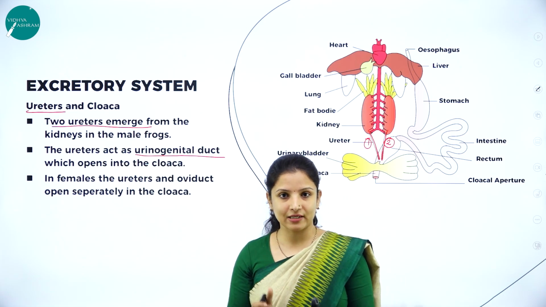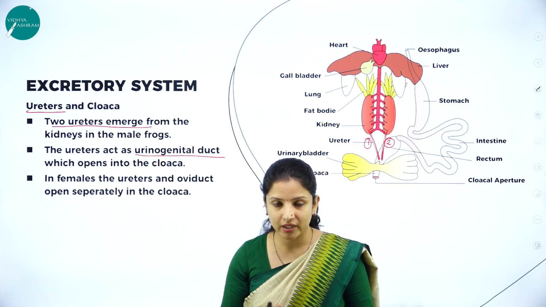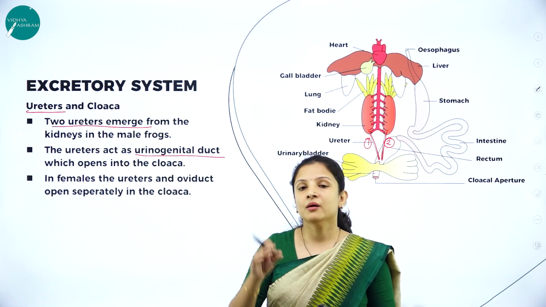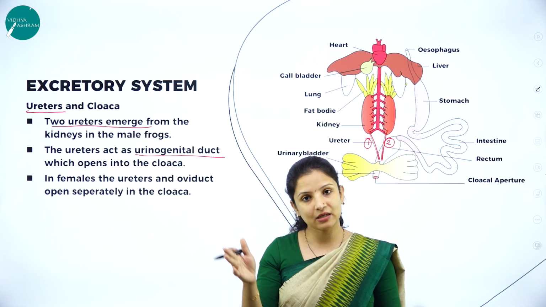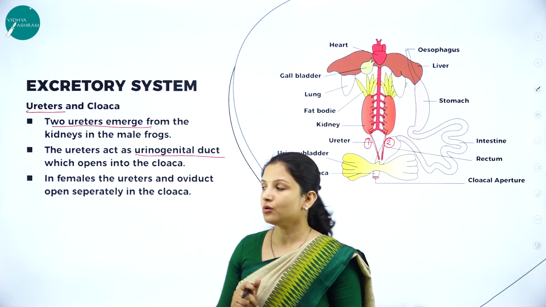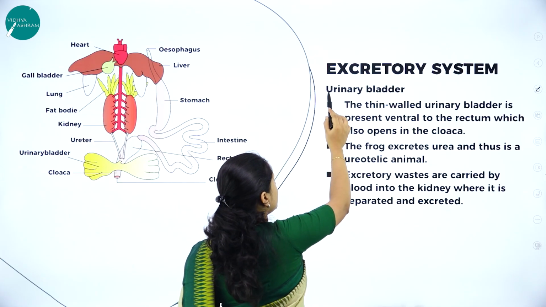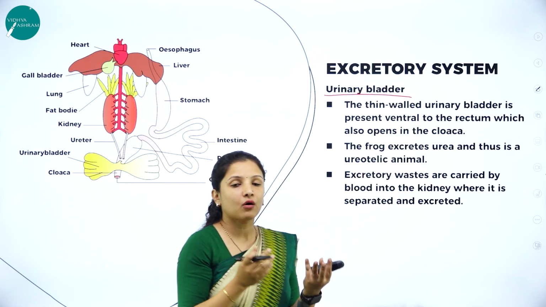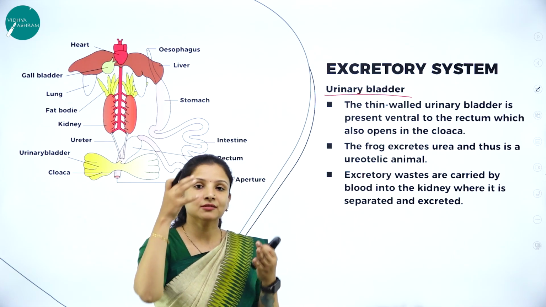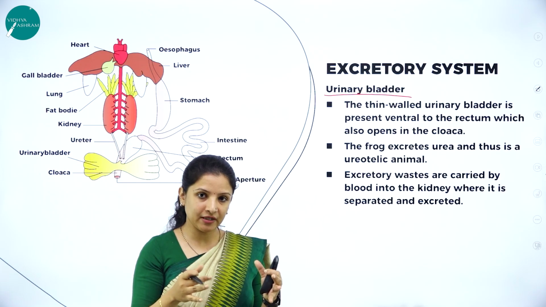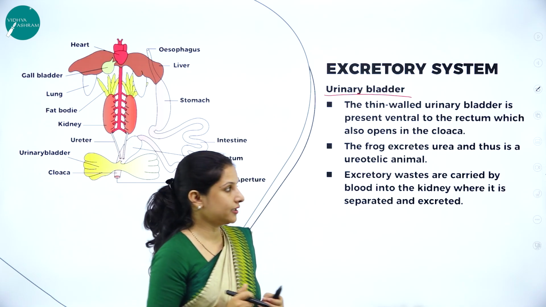And in females, it doesn't happen that way. Only the urine is carried by the ureter from the kidney to the cloaca, but the ova or the egg is carried by separate tube-like structures called oviducts. And next, talking about the urinary bladder. The urinary bladder is the region where all the urine is stored, and whenever it gets filled, it is passed out through the cloacal aperture.